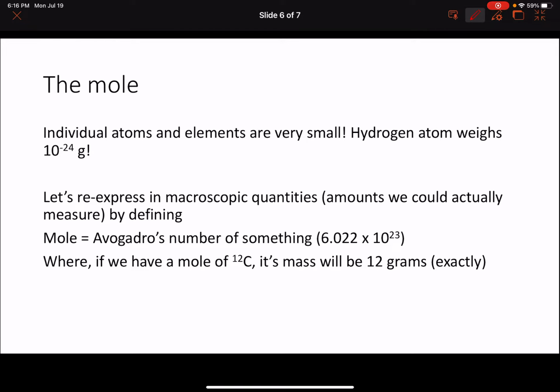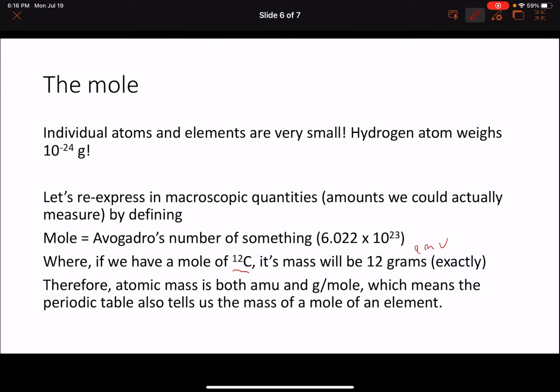Avogadro's number is defined such that if you have a mole of carbon-12, the isotope carbon-12, its mass will be 12 grams. A mole of carbon-12 has a mass of 12 grams. An atom of carbon-12 has a mass of 12 AMU, okay? Which is nice. It gives us a conversion factor that allows us to use the periodic table. The atomic mass reported on the periodic table for one atom is in AMU, but if we have a mole of it, it's grams per mole. So reading the atomic mass on the periodic table for an element, it can also be related to grams per mole, and that's what we're going to use most of the time throughout the course.